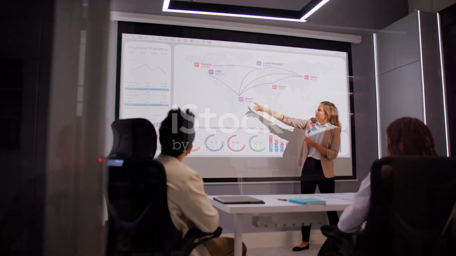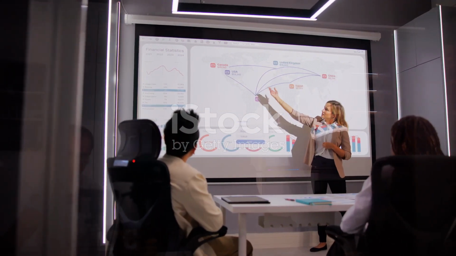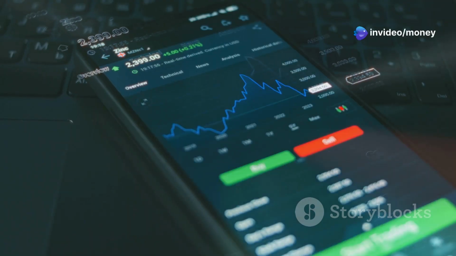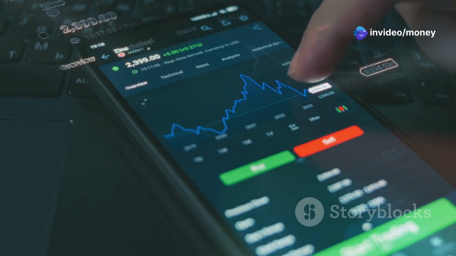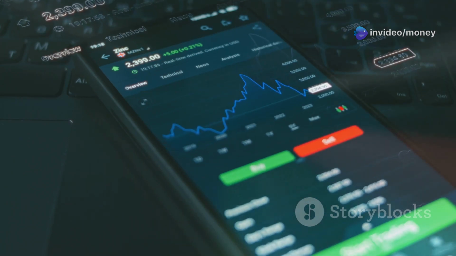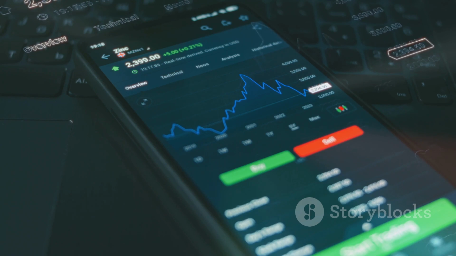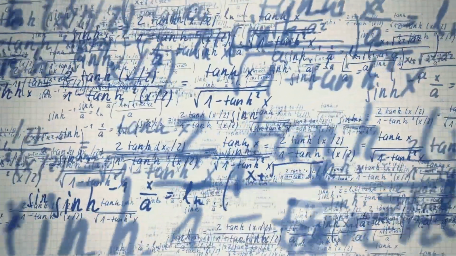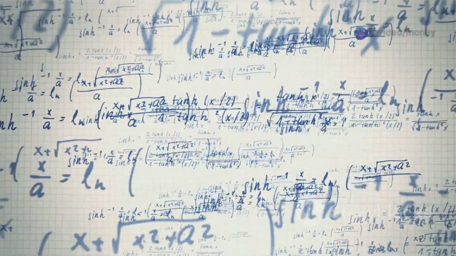The simple moving average, or SMA, is the simplest of the bunch. It's like the vanilla ice cream of moving averages, classic and reliable. The SMA is calculated by adding up the closing prices of an asset over a specific number of periods, then dividing the sum by the number of periods. Here's the formula. SMA equals the sum of closing prices over n periods divided by n.